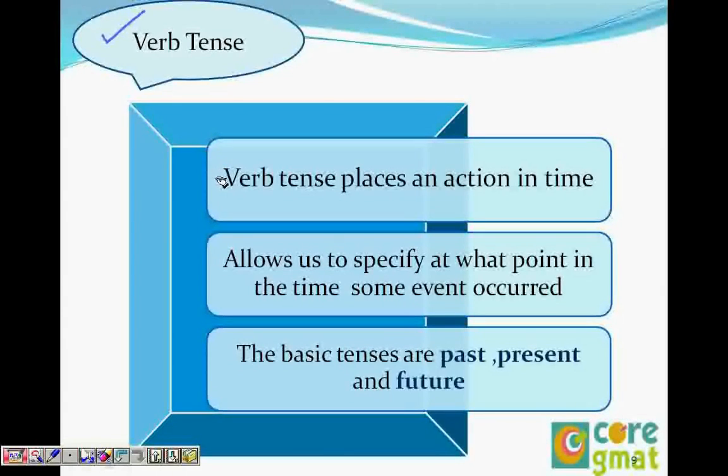We'll just take it a little slowly now. A verb tense places an action in time. That's first. It allows us to specify at what point in time some event occurred. And third, the basic tenses are past, present, and future. Then there are subtenses, which we have in the next slide. So let's look at subtenses now.